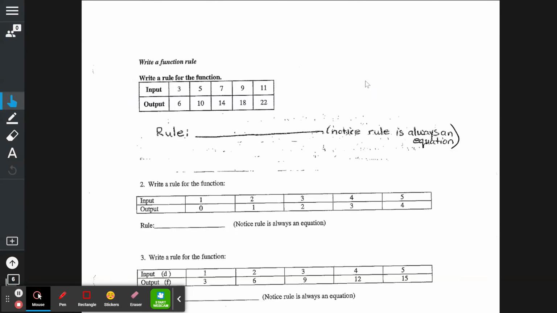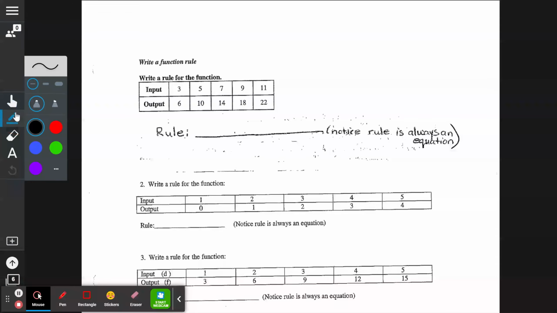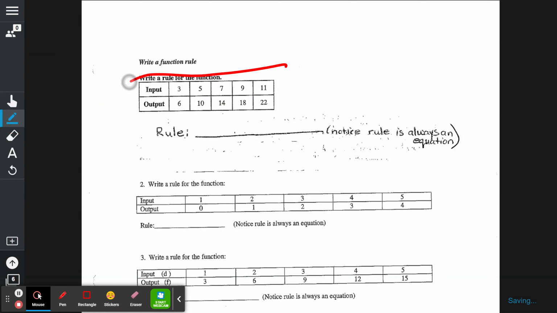Okay, so this is page 5 of the packet, and we're going to go over how to write a rule for a function. Now many of you can look at this input-output table and say, I know what the rule is without doing anything. Most of you are probably going to say, I know 3 times 2 is 6, 5 times 2 is 10, 7 times 2 is 14, 9 times 2 is 18. So my rule is y equals 2x. And you would be correct.